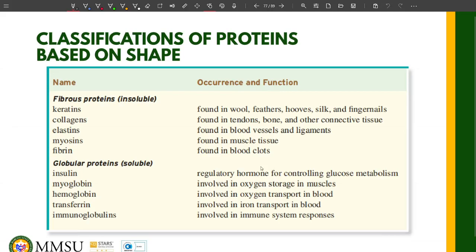Okay. These are examples of fibrous and globular proteins. We have keratins, collagens, elastins, myosins, and fibrin, and these are their corresponding occurrence, kung saan sila makikita. And then for globular proteins, we have insulin, myoglobin, hemoglobin, transferrin, and immunoglobulins. I have already mentioned them before, doon sa based on their function. So makikita yung mga functions nila, they are quite the same. They are involved with enzyme catalysis, transport, regulatory, storage. So that's the fibrous and globular.